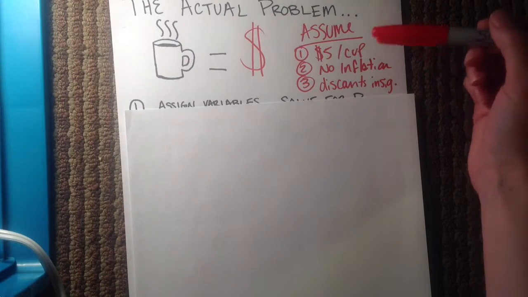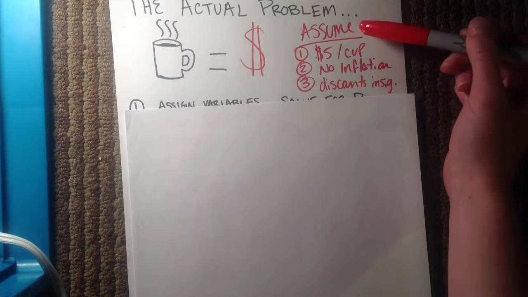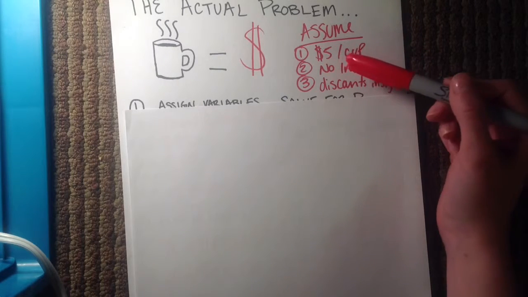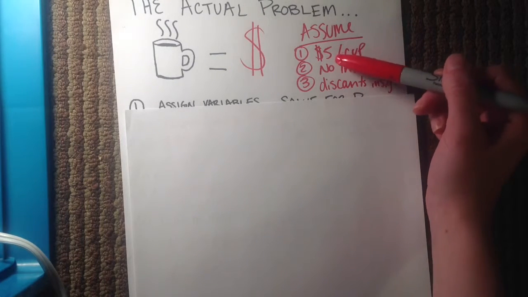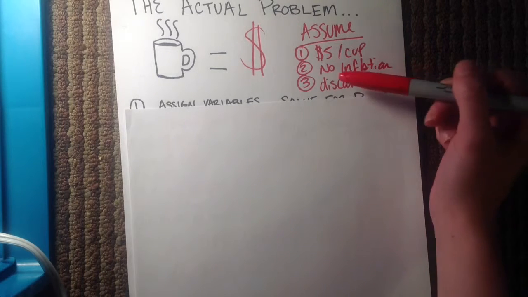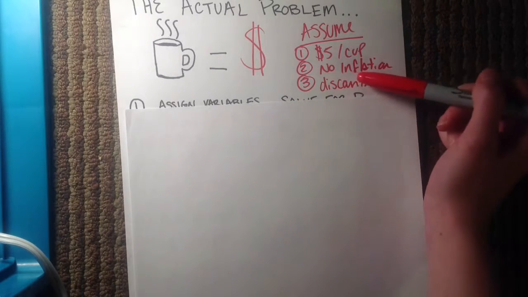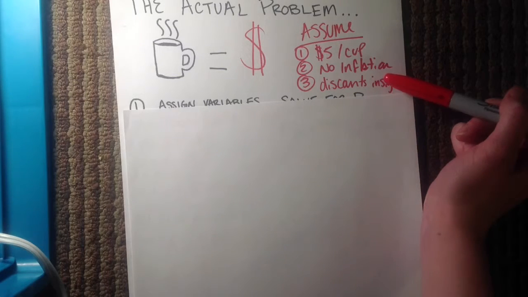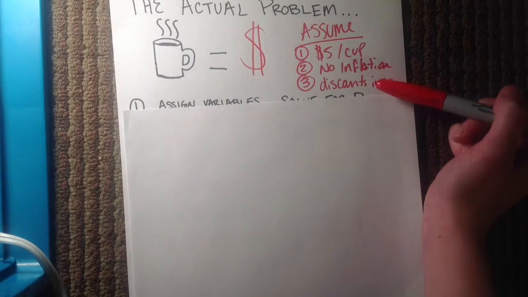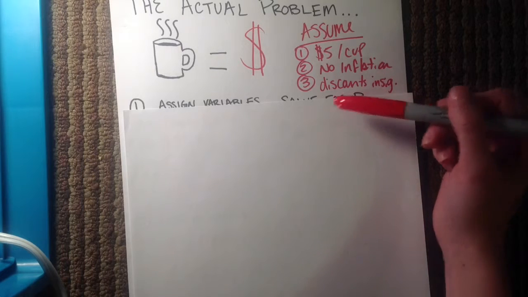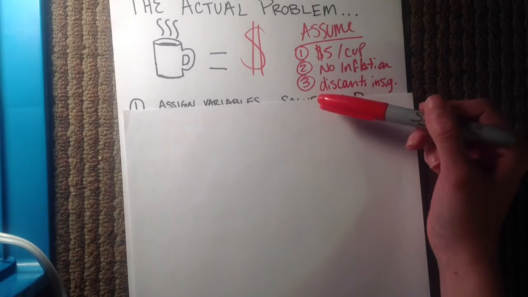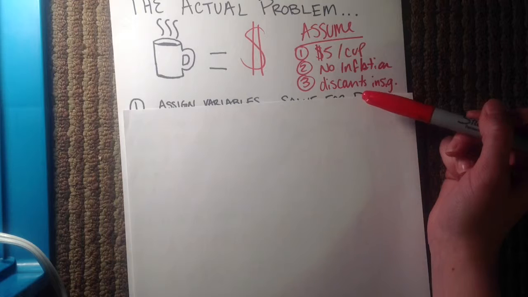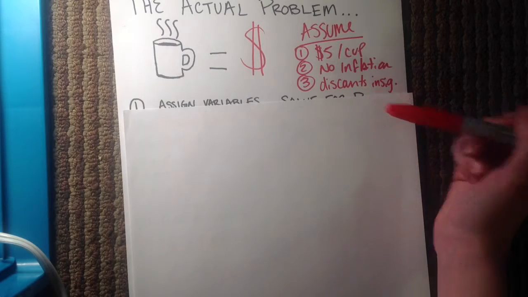For the purposes of solving this problem, we're going to have to assume that coffee's expensive. Let's say that it's about $5 a cup. We're also going to assume, just to simplify the problem, that over the course of 5 years, there's no inflation in the price of the coffee. So it'll just stay $5 for the whole time, which isn't realistic, but it'll help us here. And third, that frequent customer discounts are going to be insignificant.